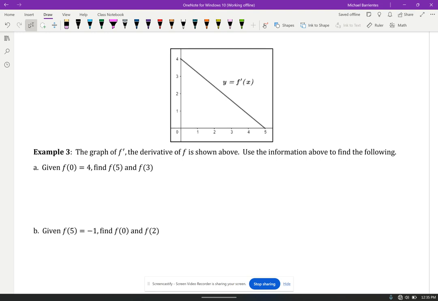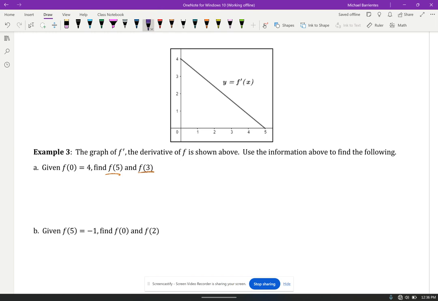We are looking at the fundamental theorem and the accumulation model in terms of graphs. We are given the graph of f prime, the derivative of f. We are trying to find two things, f of 5 and f of 3, so these are two separate problems. I'm going to do f of 5 here and f of 3 over here. But we're given an initial amount: f of 0 is 4.